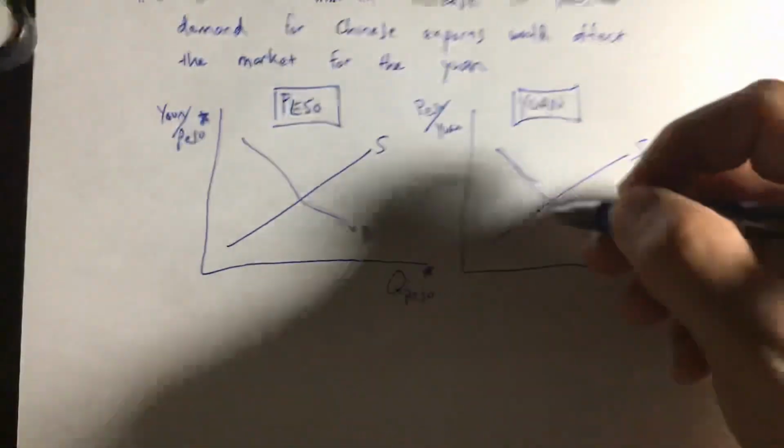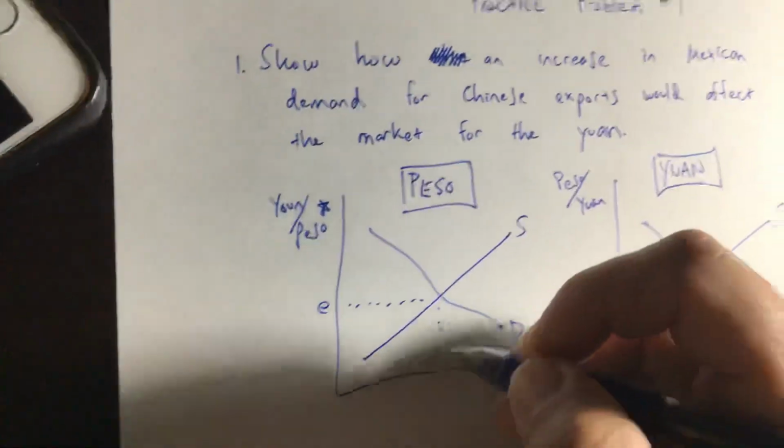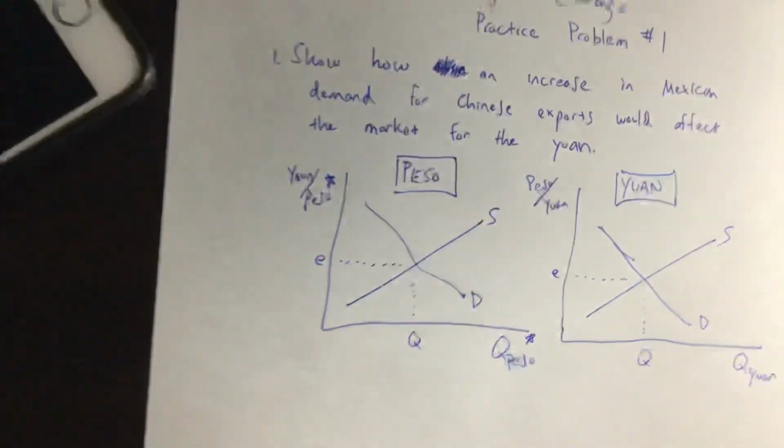Okay. We got our two graphs, of course, to correctly label the graph. Got the quantity. Over here, we got the equilibrium price. Over here, we got the equilibrium price. And quantity.